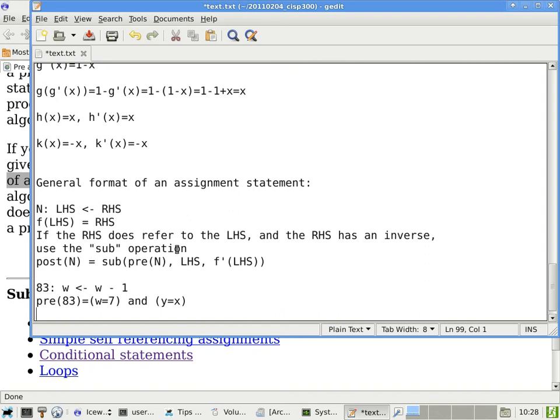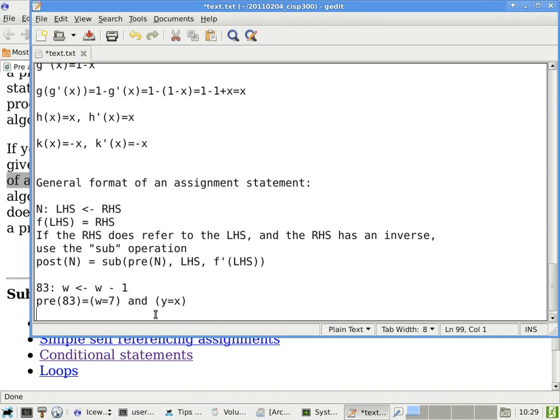Okay, the first part is easy. The first part is to say n is 83 because that's the line number. W is our left-hand side because that's the variable on the left-hand side. W minus 1 is our right-hand side. Is that making sense so far? I'm just matching the tokens in the general rule to the exact things on the actual line.